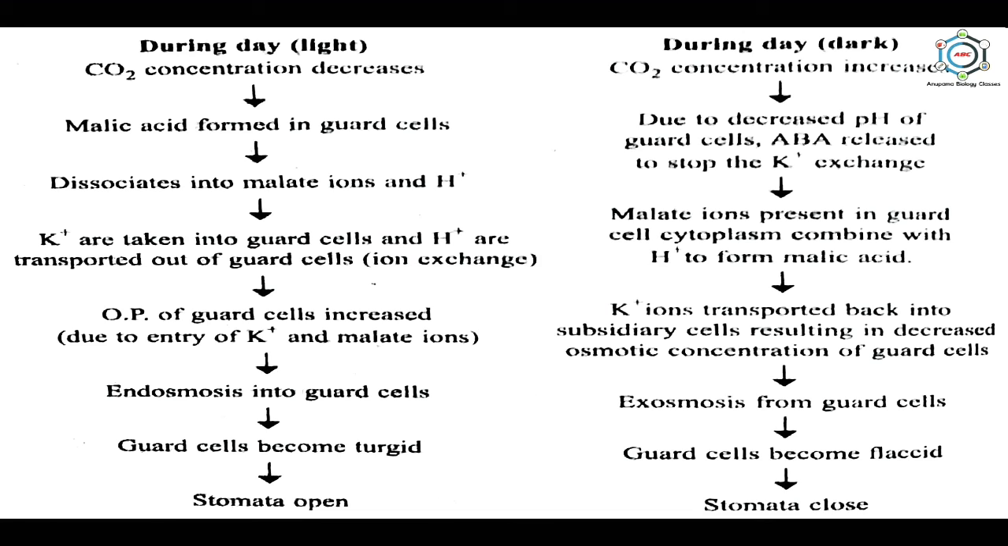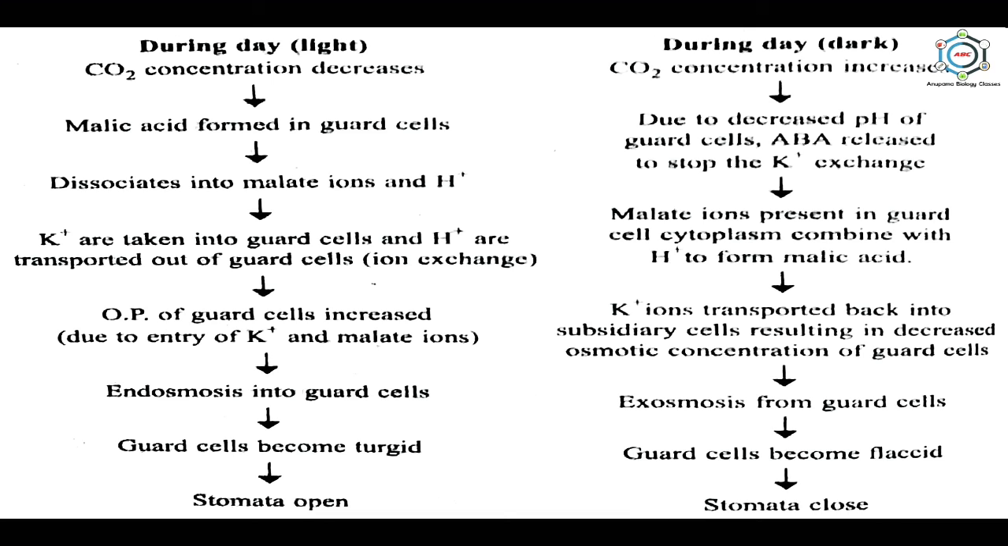So, in case of light, carbon dioxide concentration decreases. Because of this, malic acid formed in guard cells dissociates into malate ions and hydrogen ions. Then potassium ions are taken into guard cells and hydrogen ions are transported out of the guard cells. Because of this, the osmotic pressure of the guard cells increases, then endosmosis occurs, the guard cells become turgid and stomata open.